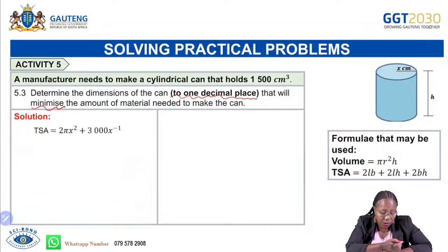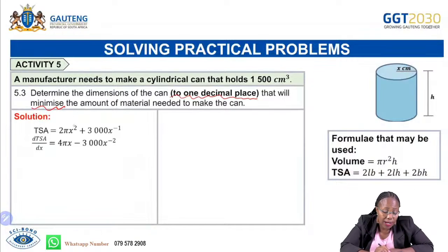This is our formula for the total surface area that we have calculated previously. So we are going to derive this total surface area in terms of x so that we can let it equal to 0, solve for x, and calculate the dimensions that will minimize this. So now when you derive this, it will be 2 times 2 pi, which is 4 pi. Subtract 1 from the exponent, this will be to the power 1. And the minus 1 times 3000 is minus 3000. You minus 1 from the exponent, it will be minus 2.